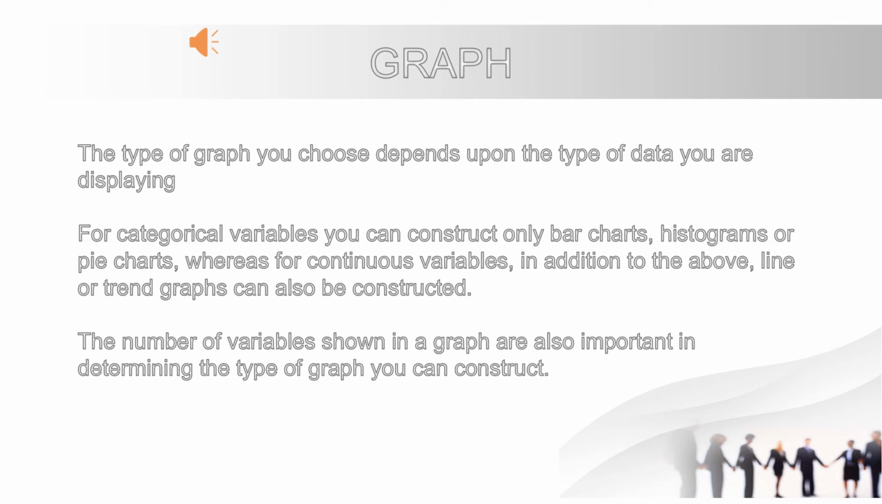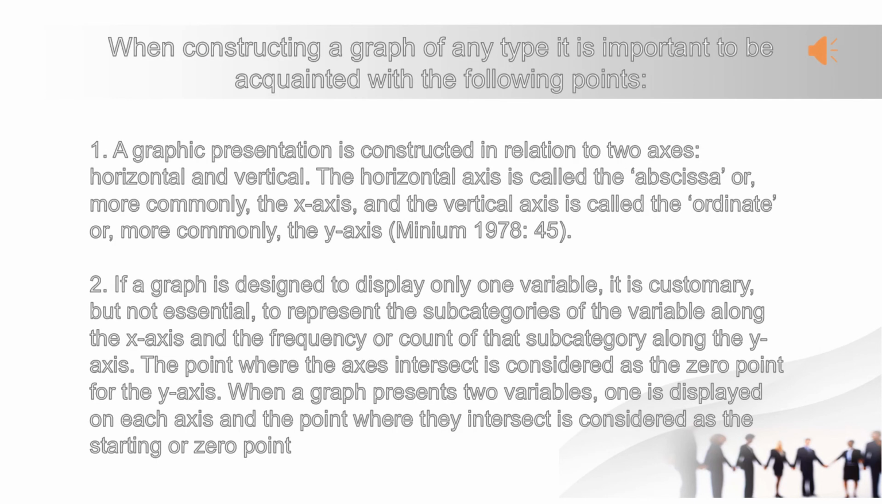So as we all know, the type of graph you choose depends upon the type of data you are displaying. For categorical variables, you can construct only bar charts, histograms, or pie charts. Whereas for continuous variables, in addition to the above, the line or trend graph can also be constructed. The number of variables shown in a graph is also important in determining the type of graph you can construct.